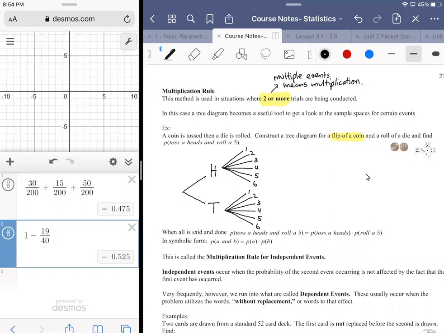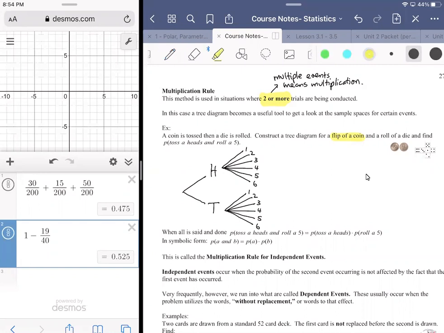All right. We could put probabilities on here and it would make it look a little mathier, but this gets the job done because if all I'm looking for is a set of possible outcomes, then we got what we need. All right. So we're looking for the probability of tossing a heads and rolling a 5 specifically.